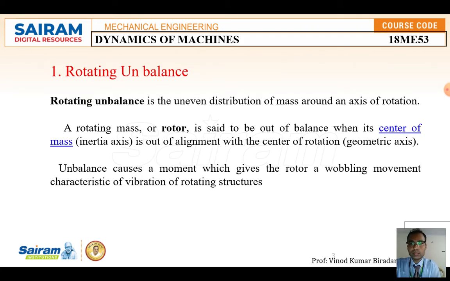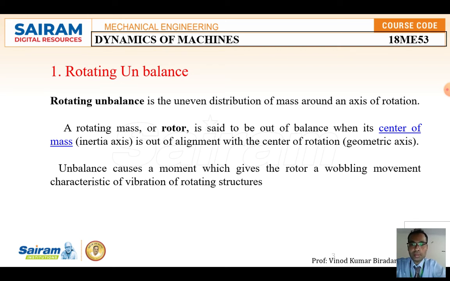So here you have two different types of unbalance that take place in mechanical components. The first one is rotating unbalance and the second one is reciprocating unbalance. A rotating unbalance is the uneven distribution of the masses around the axis of rotation. Here the centroidal axis of the rotor does not coincide with the particular shaft. Because of that we produce unbalance.